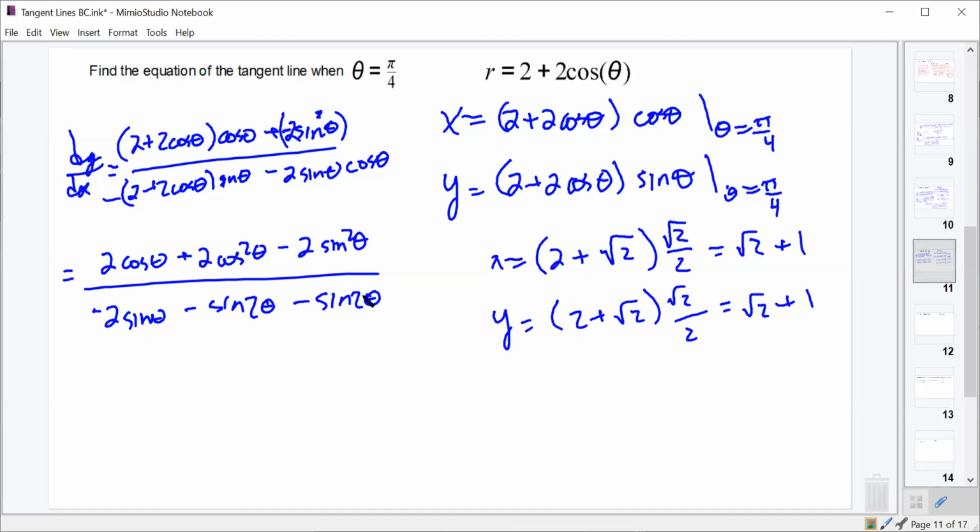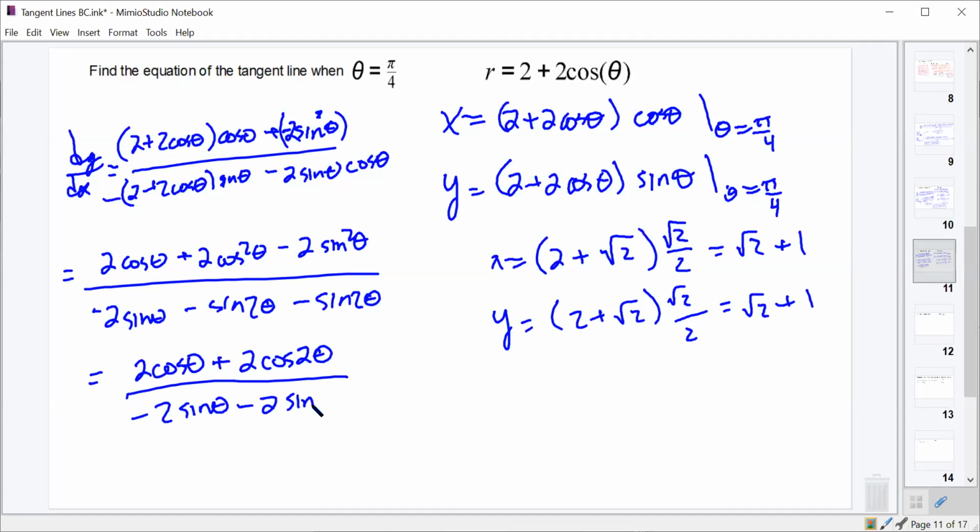So what do we end up with if we simplify all this? This is 2 cosine theta. And then what's cosine squared theta minus sine squared theta? Should be cosine of 2 theta. That's one of our double angle identities. And then down here, we should have negative 2 sine theta minus 2 sine 2 theta. So if you didn't simplify it down, that's not a big deal. But it might make it easier as we're plugging stuff in. In fact, I think it will.